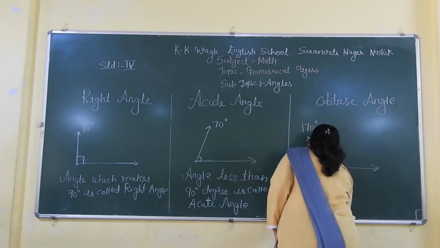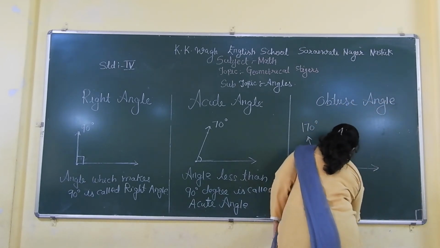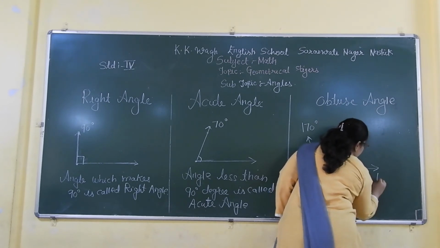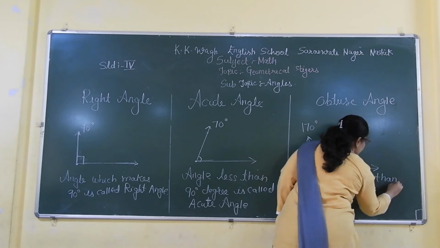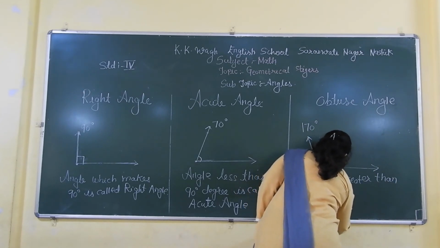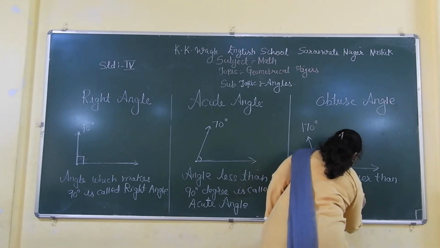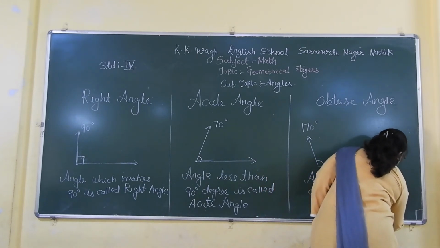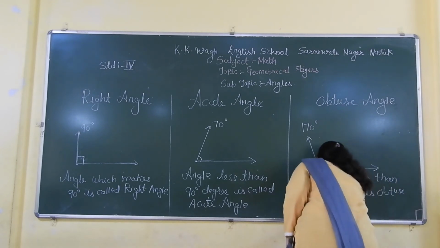Angle greater than 90 degrees is obtuse angle. Okay.